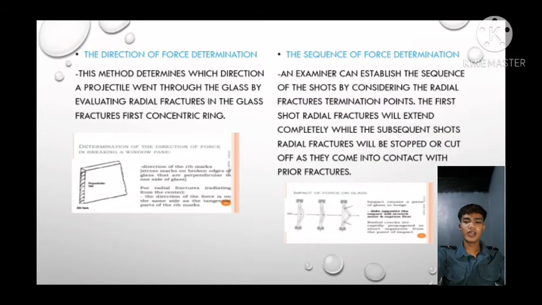Direction of force determination. This method determines which direction a projectile went through the glass by evaluating the radial fractures in the glass fracture's first concentric ring.